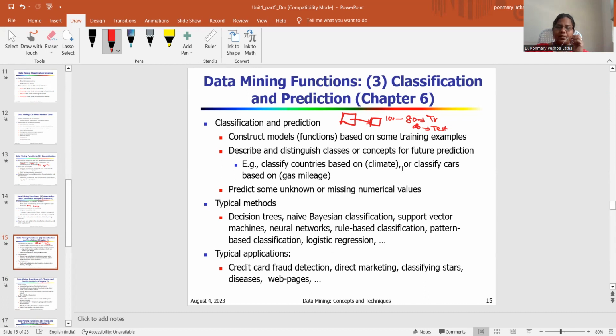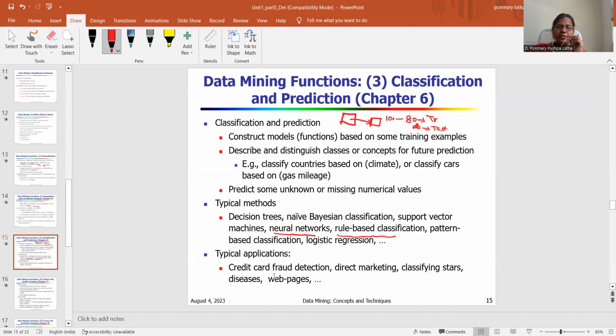Okay, that is one example. So different methods can be used: decision trees and Naive Bayesian classification, support vector machines and neural networks. Rule-based classification, all of that you can use.